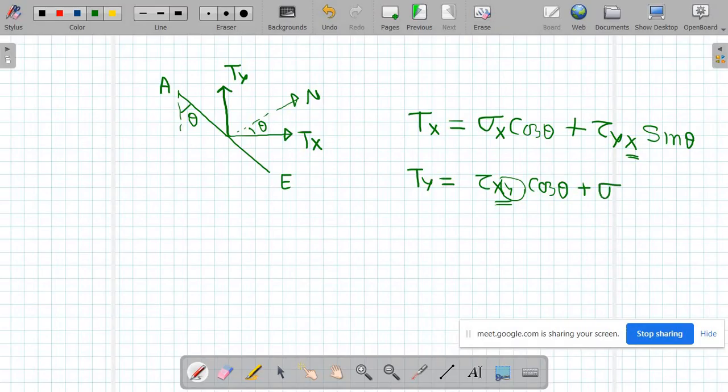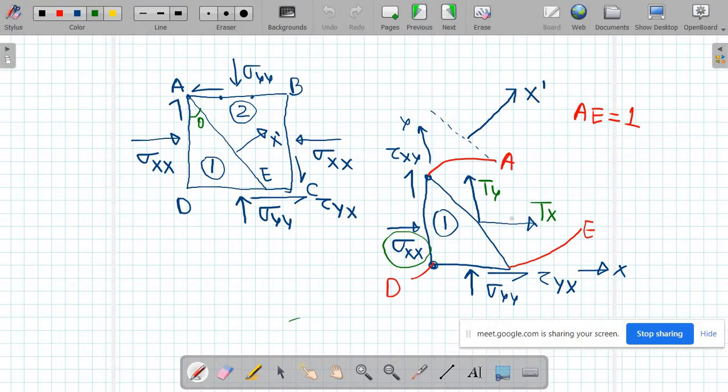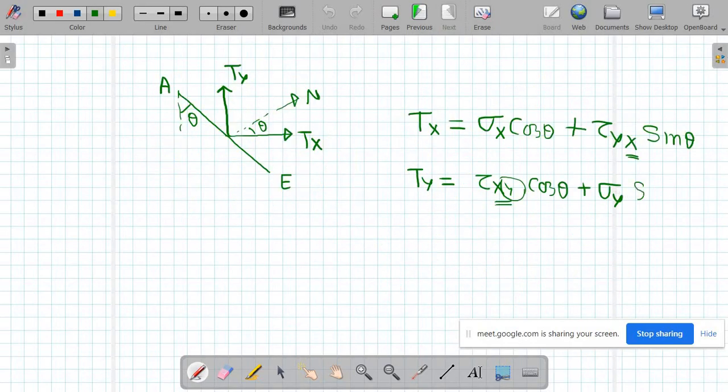Plus shear y. Now both the forces, sigma yy is also in a positive y direction, shear xy is also in positive direction. So both are additive. So sigma yy multiplied by this segment, that is sine theta. Length of this d is sine theta. So it has to be multiplied by sine theta. Okay. So now these two things we have evaluated.